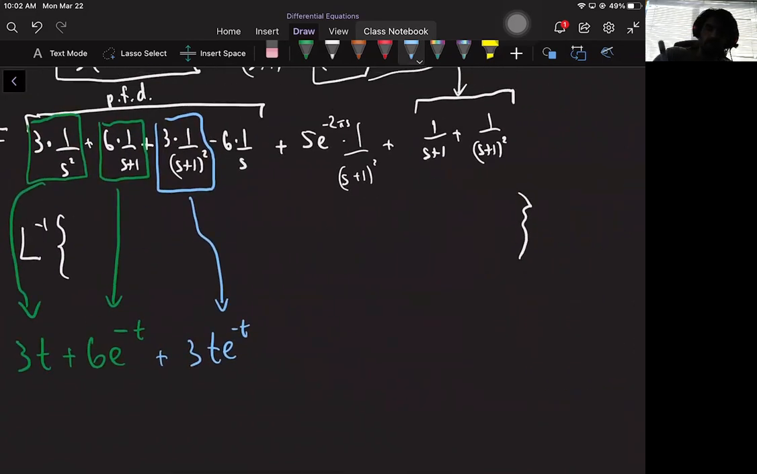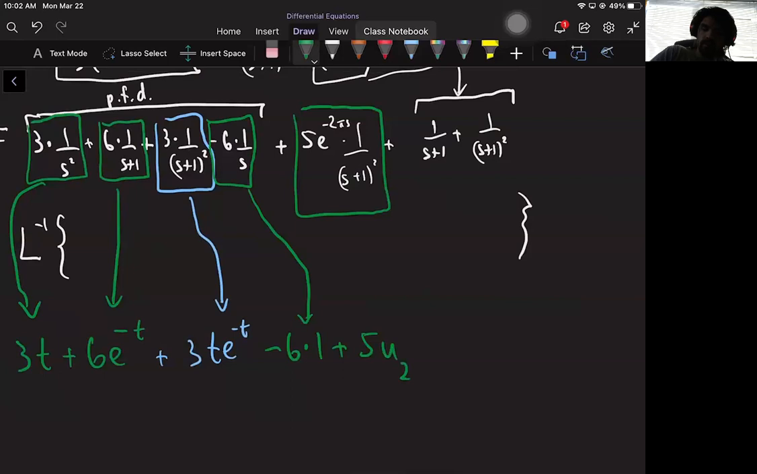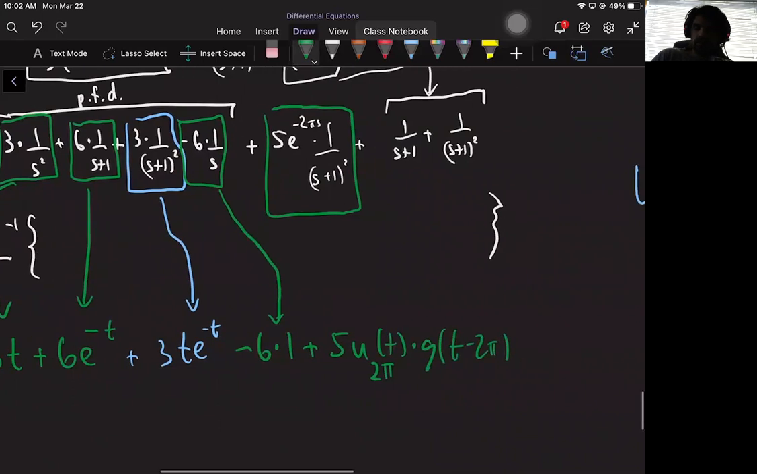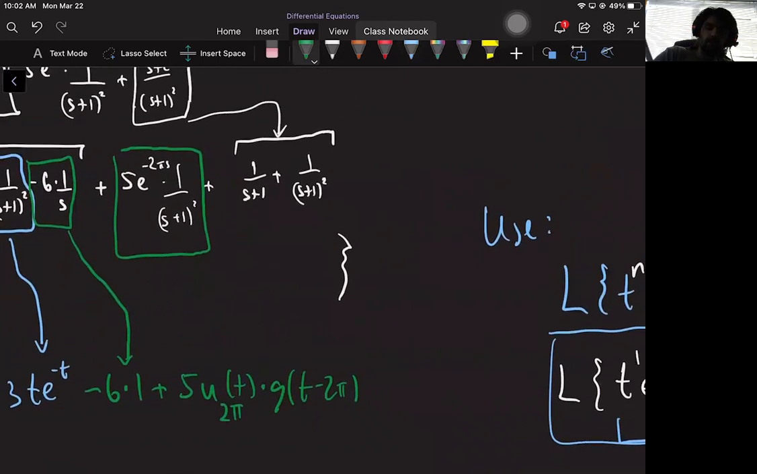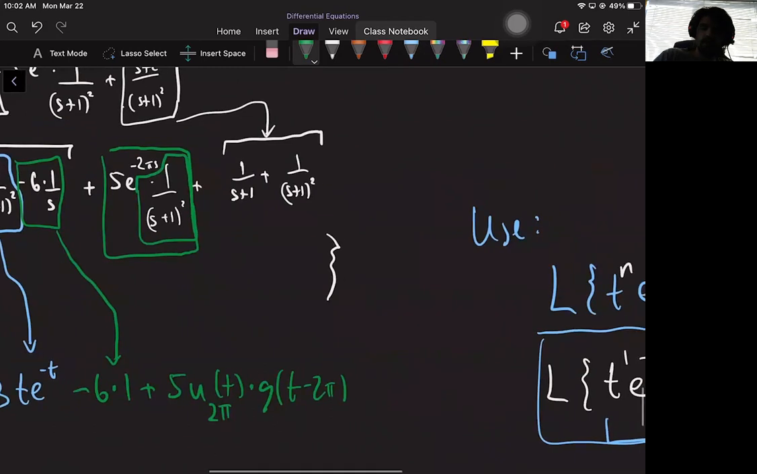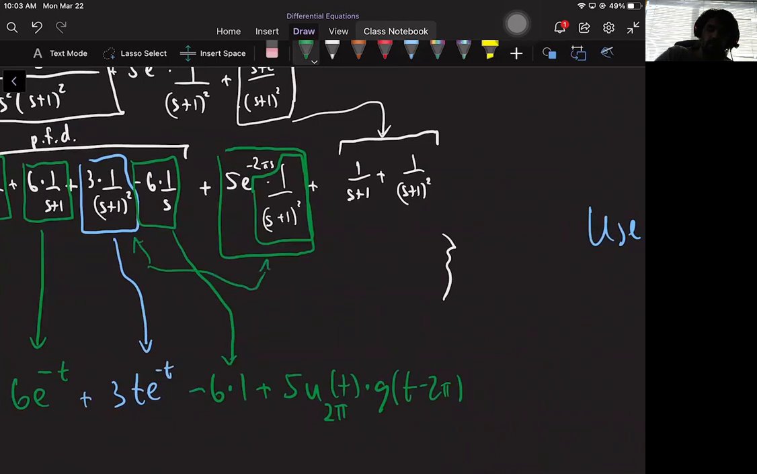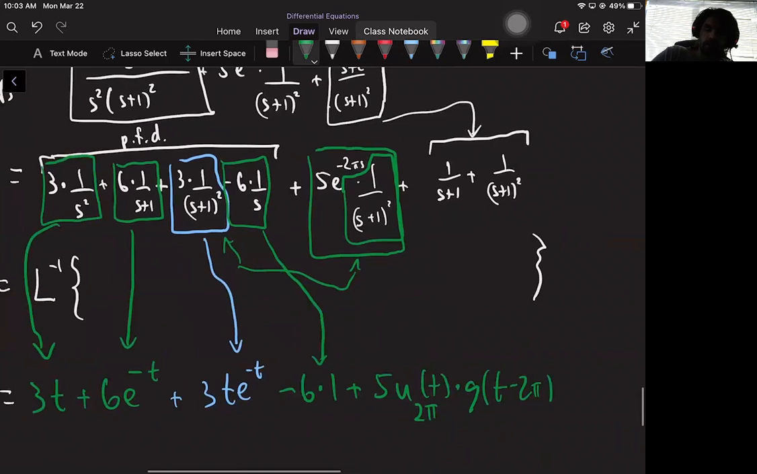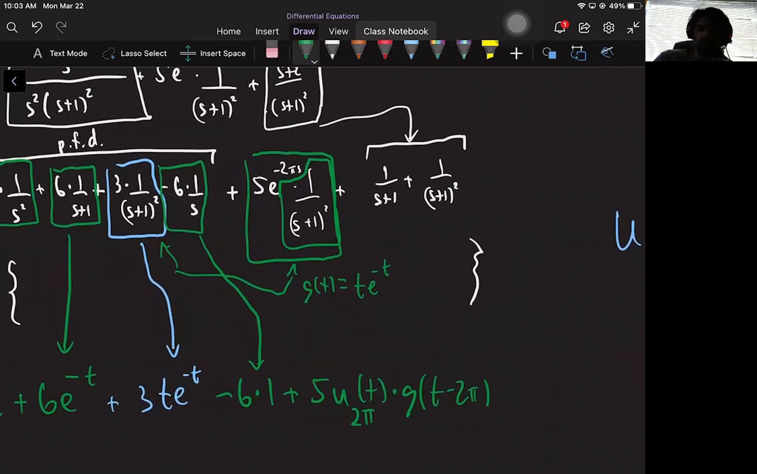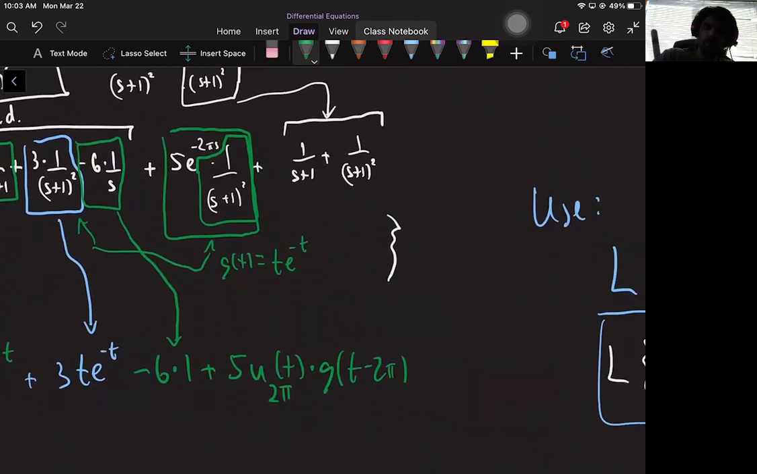Okay, so continuing on. This thing is a standard one that we've seen a bunch of times. That's just 1 over s, which becomes 1 when you inverse. The next one is a unit step function because of the e to the negative 2 pi s. I have to figure out what g of t is, but remember, it's just the inverse Laplace transform of whatever is next to the e, the same thing as we saw here. So g of t is the same function, t e to the negative t, because that's the inverse Laplace transform of 1 over (s plus 1) squared. That's what g of t will be once we get to the next step.